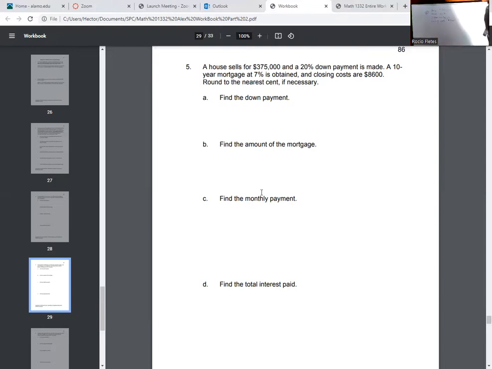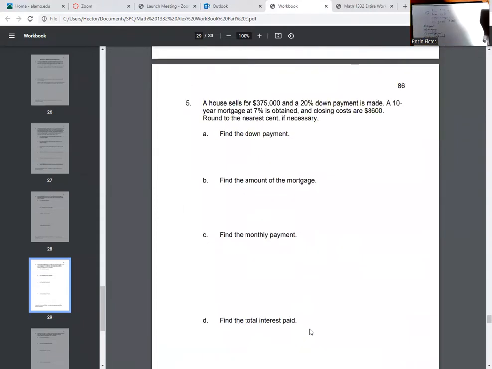Then we're going to find A, the down payment, B is the mortgage, the amount of the loan, C is the monthly payment, and D is the total interest paid. Let me just write this down so I don't have to be switching back and forth. Okay, so let's get to work.